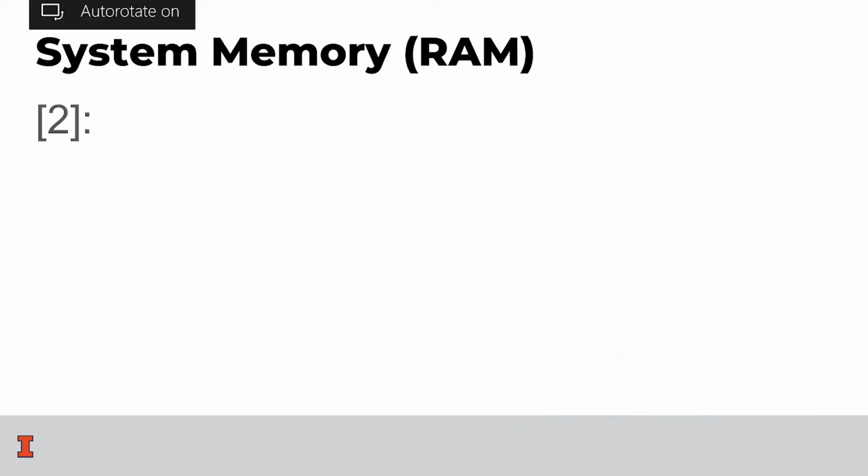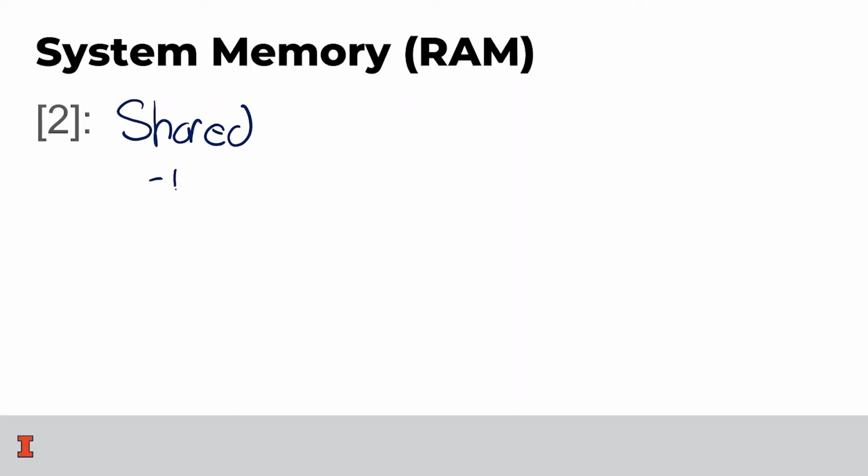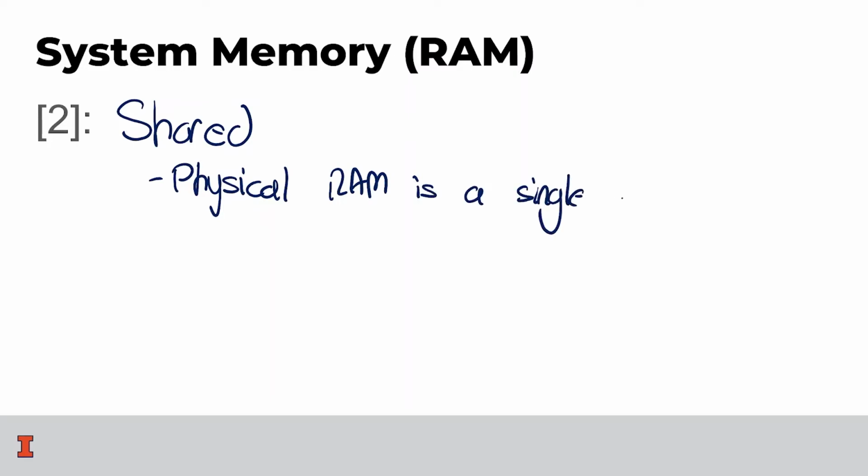System RAM is not just sequentially addressed, but it also is shared. Physical RAM is a single resource shared between all programs.